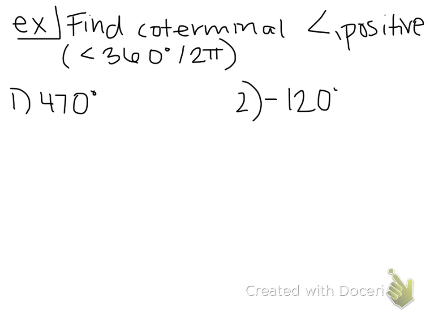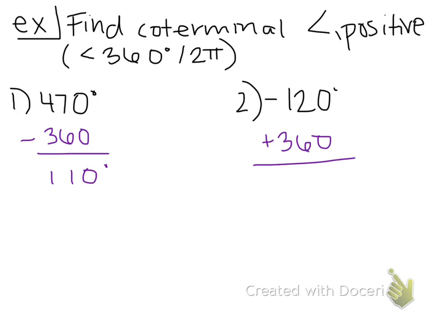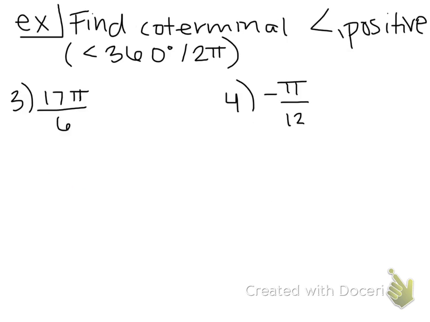So 470 is too large, so I definitely am going to be subtracting the 360 here. So my coterminal angle would be 110 degrees. They would fall in the same spot. Here this angle is negative, so I'm going to add 360. And when I do that, I get 240. So that's in degrees, pretty easy. Moving into radians, so we are going to have to work with getting common denominators.